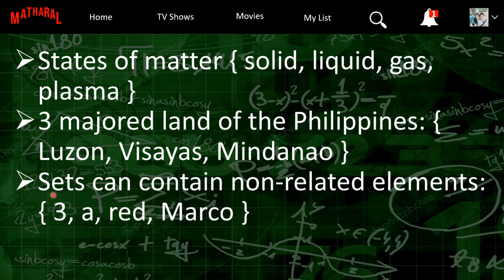And on the last part, sets can contain non-related elements. So, you could say that it is a set whose elements are 3, A, red, Marco. They are non-related elements. For proof, number 3 belongs to numbers. A is for vowels. Red is for colors. Marco, proper noun. Name of a person po iyan. So, kaya po siya non-related elements. So, move forward po tayo.